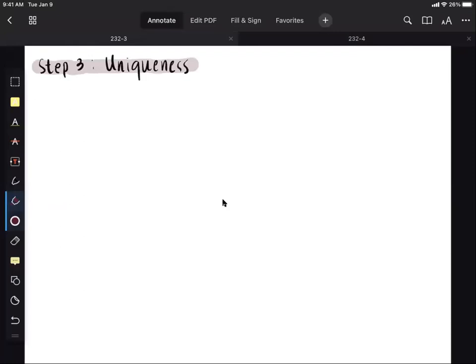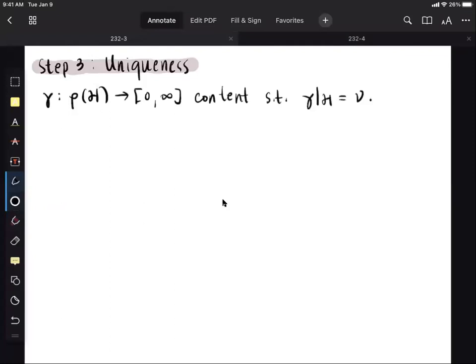So here we use a direct proof. Suppose I have another content, say gamma, such that the restriction of gamma on H is also equal to the original content nu.